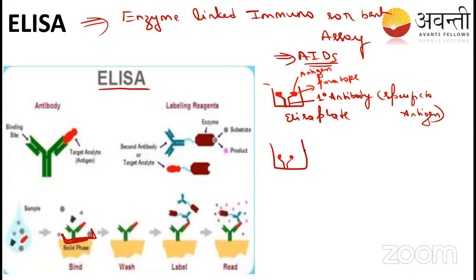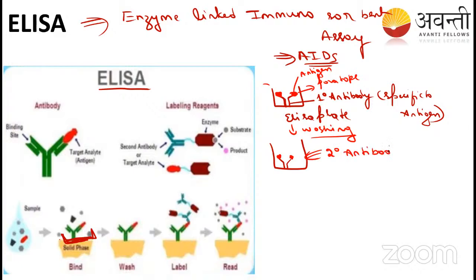Now they will do the washing. Washing does not mean using soap and all those things. They just add the buffer and then remove the buffer. That is what we call washing. The antigen which is not bound to this antibody will be removed by washing. So the antigen which is specific to that antibody stays bound. Now they will add the secondary antibody.